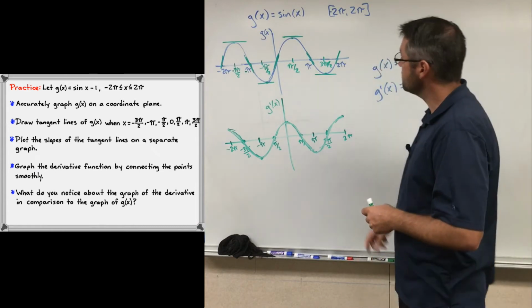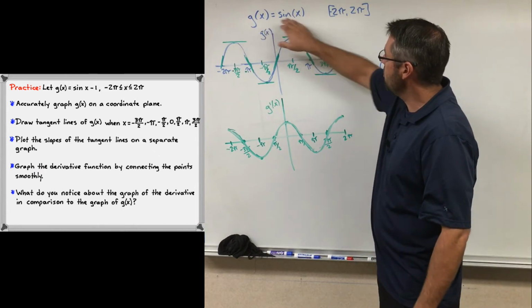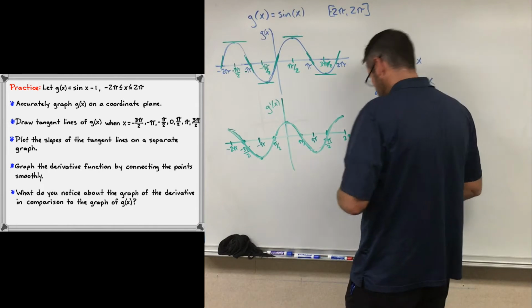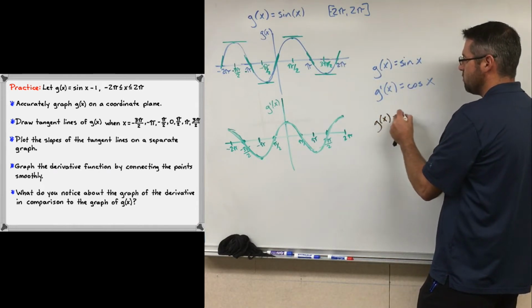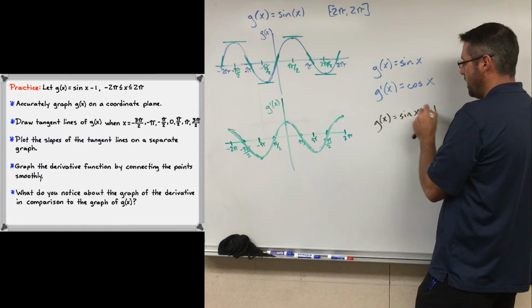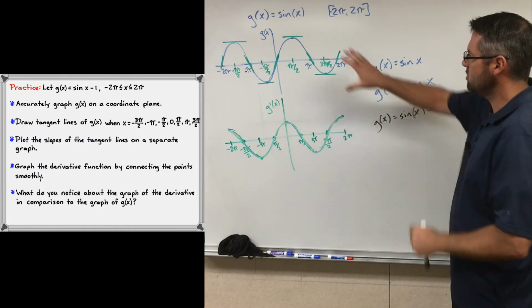But let's go back for a second and talk about when I had the minus 1 here. So if I go ahead and look at a different function now, let's just say g of x equals sine of x minus 1. Well, what does that do to the graph?